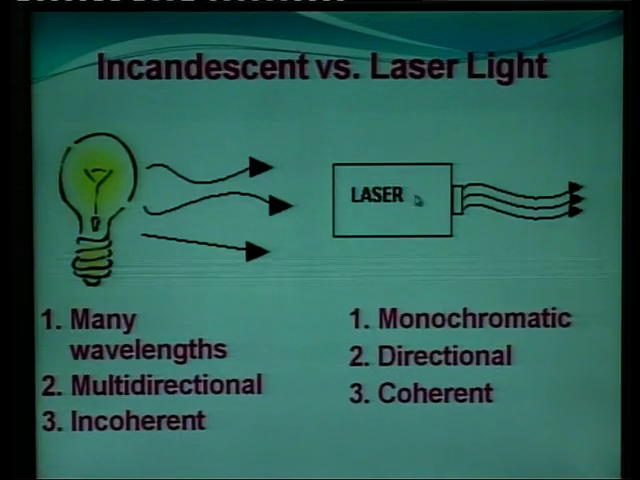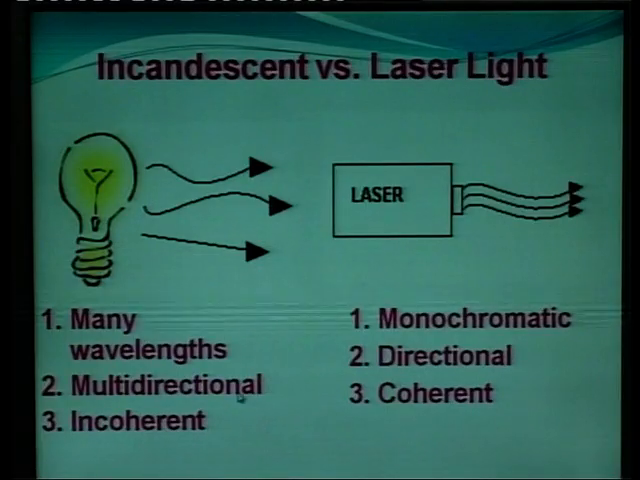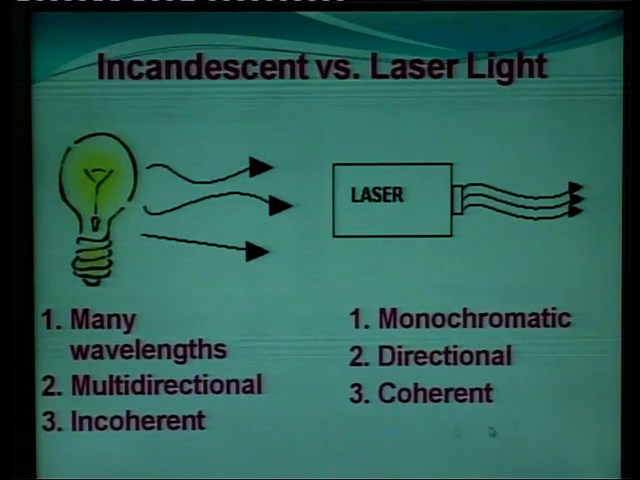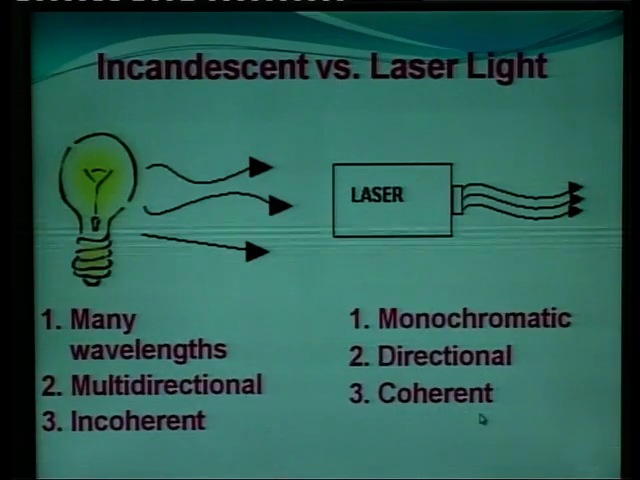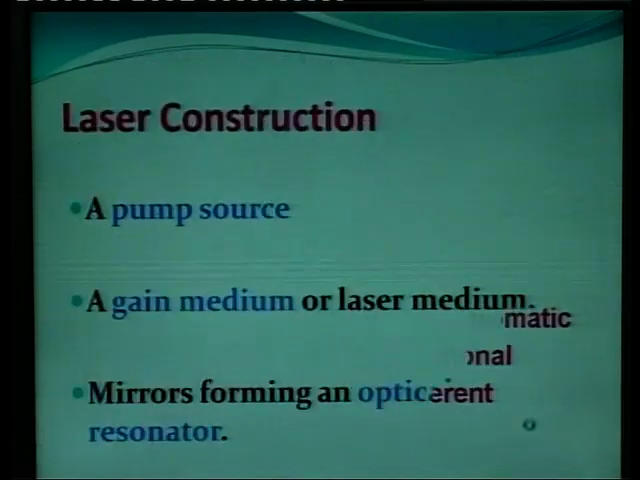So what is the difference between a laser and an ordinary light? Many wavelengths versus a single wavelength. Monochromatic means single wavelength, single color, single frequency. Multi-directional, where all directions are possible, versus unidirectional. Ordinary light is incoherent, and laser light is coherent. Coherent means all the waves are in the same phase.